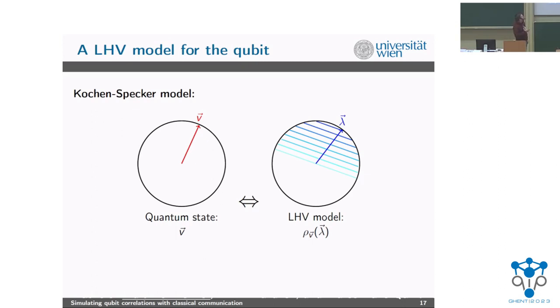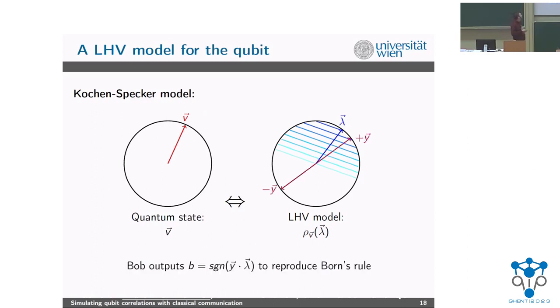So the vector lambda that she picks in the end is close to V, but also not exactly. And this distribution is enough for Bob to come up with an output that satisfies the correct statistics. So indeed, he takes his measurement and checks if it's closer to plus or to minus. And in principle, he can do it for every measurement direction, and that will always lead to the correct statistics that satisfies the laws of quantum mechanics.